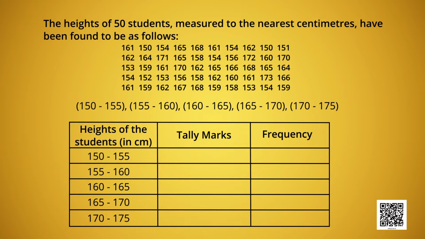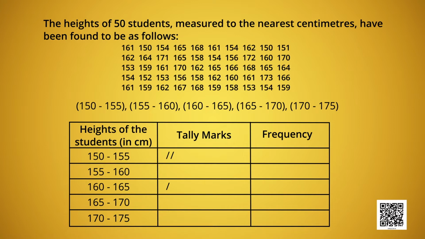So children, if you look at your data, the first number is 161. It lies between 160 and 165. So here in front of 160 to 165, we draw this slanting line representing the tally marks. Next is 150. Now 150 will certainly come between 150 and 155. So here we draw a tally mark. Then is 154. It is also coming between 150 and 155. So another tally mark.